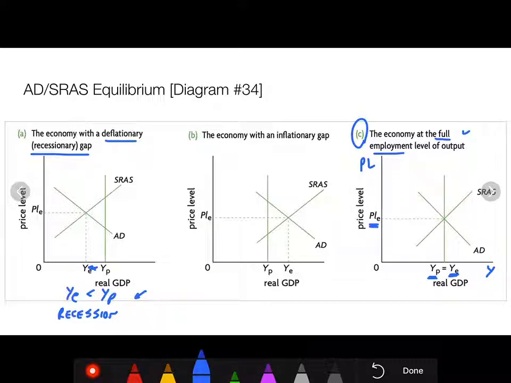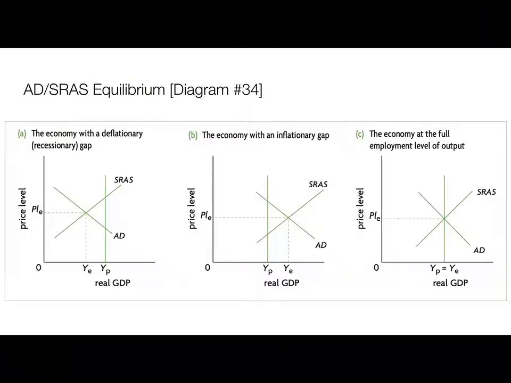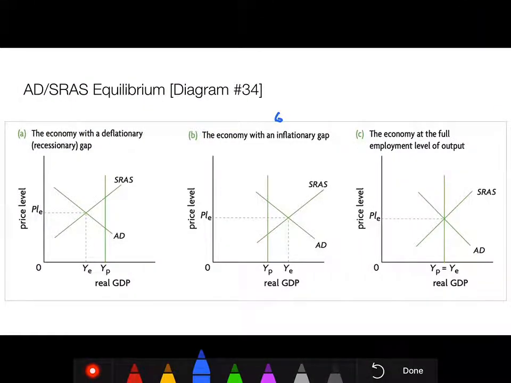When you have a situation where the equilibrium level is greater than potential, it's a boom period in the economy. We're producing above the potential level. This is called an inflationary gap. You also might see it called an expansionary period. It's a period of growth or expansion again.